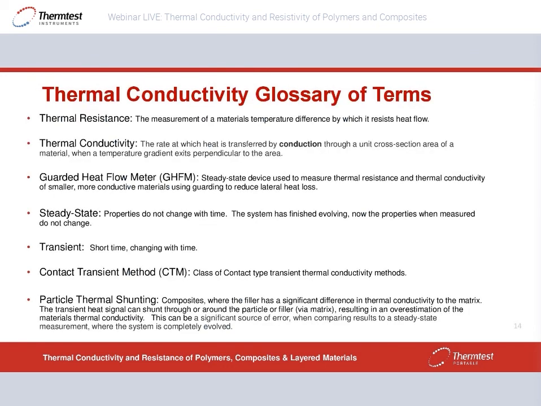That would be the end of the presentation, but there's a couple of things to pull out here. Transient and steady state: steady state is defined as properties do not change, the system has evolved, meaning the properties are stable. And in transient, short times, meaning changing with time. So how does the conductivity from each of these get applied in application? If the material is going to be used in a steady state method, the accurate conductivity in its true format is defined as steady state.